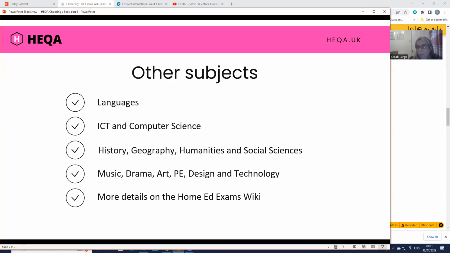And another slight difference between the GCSE and the Edexcel IGCSE is that the GCSE has tiers again, so it has that foundation option that is simpler, less content, but you can only get up to a grade 5, and the higher option, whereas with IGCSE there's just one option that covers the whole range.